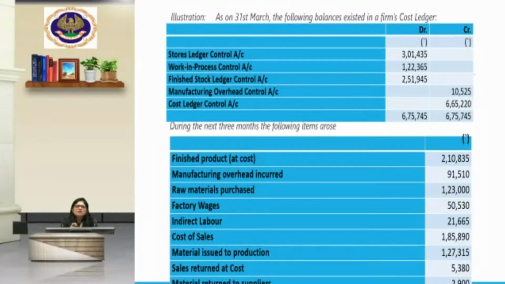These inventory accounts will mostly have a balance. The stores ledger control account balance means the inventory of material in hand. WIP means the inventory of unfinished goods. Finished stock account balance means the inventory of finished goods left which are not sold. Manufacturing overhead control account balance means overhead over-absorbed or under-absorbed. And cost ledger control account, of course, will complete the double entry. Its balance basically completes the debit and credit totals. All right. So you have to bring the balances. Stores, WIP, and finished goods have the debit balance. Manufacturing overhead and cost ledger have the credit balance.